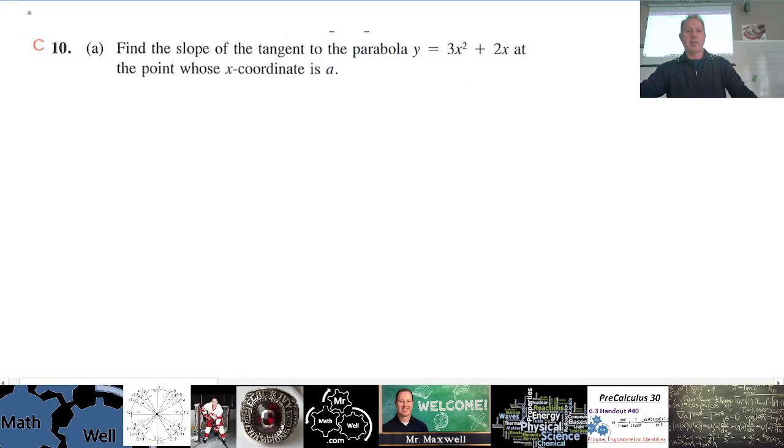All right, calculus, this is 1.4. I'm going to use formula 1 to do this one. So this one says, find the slope of the tangent to the parabola y equals 3x squared plus 2x at the point whose x-coordinate is a.